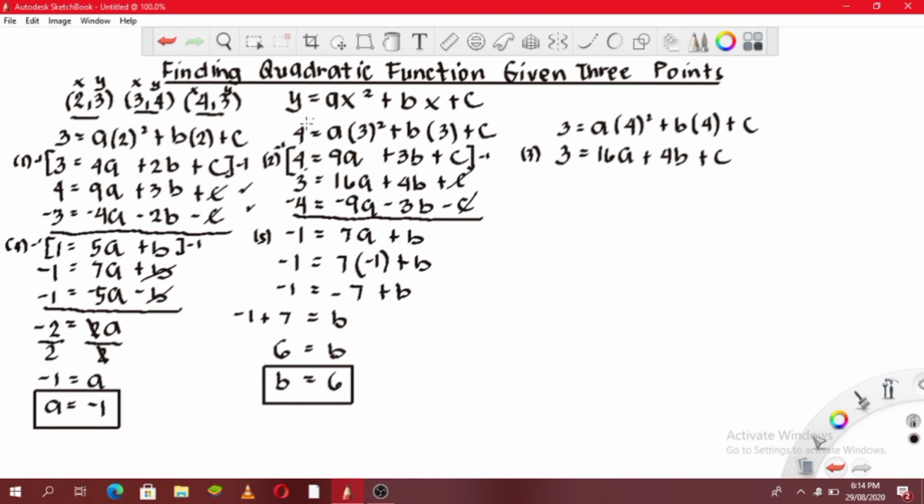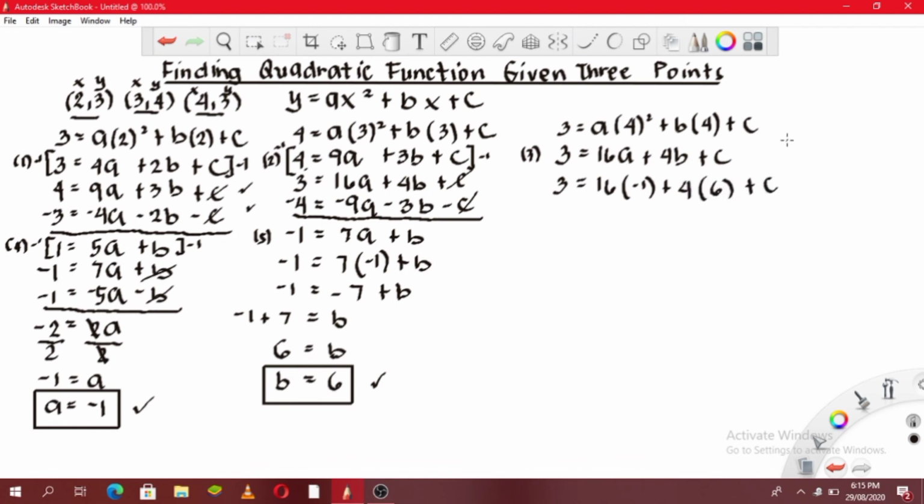Ngayon, meron na tayong values ng A at B. So, ngayon, titingin tayo sa equations 1, 2, and 3 dahil sila ang merong A, B, and C para ma-solve ang C. Pipili tayo sa kanilang tatlo at isa-substitute natin ang values ng A at ng B. So, let's do that here in C para hindi na tayo magsulat pa. Okay po? So, isa-substitute natin ang values ng A and B. So, we will have here 3 equals 16 times A. Ang A natin ay negative 1 plus 4 times B. Our B is 6 plus C.